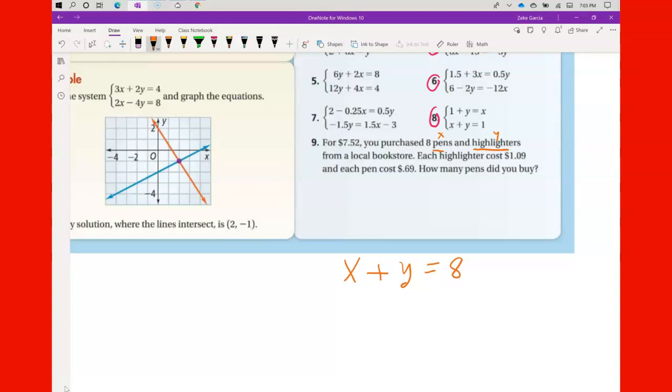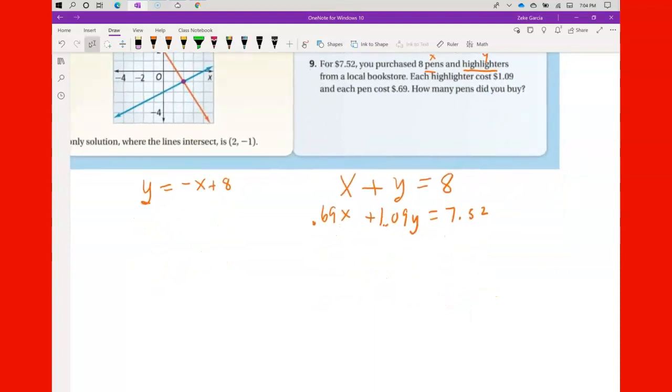I know that each highlighter is $1.09. So it's $1.09 for each highlighter. And it's 69 cents for each pin, right? And together you paid $7.52. So here we have the equation. So what we're going to do is solve by graphing. So the first one is going to be y equals negative x plus 8.